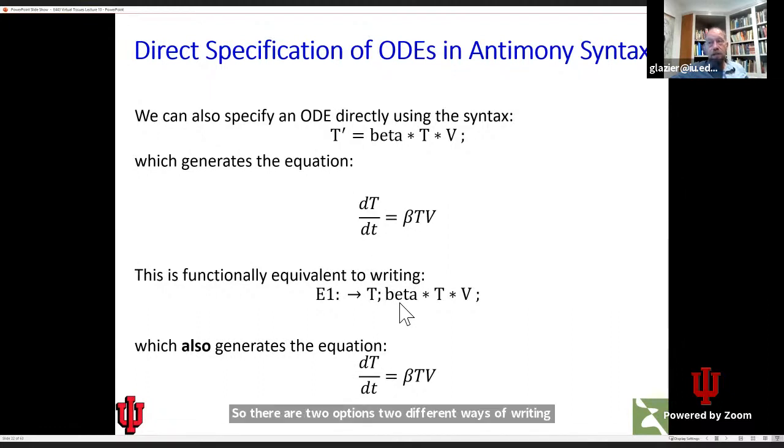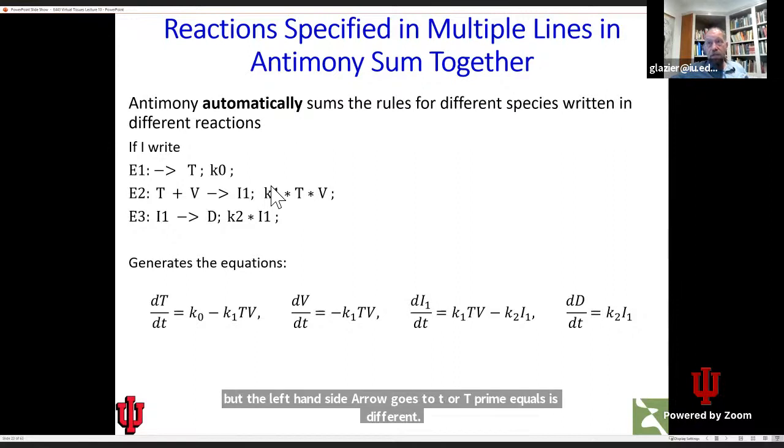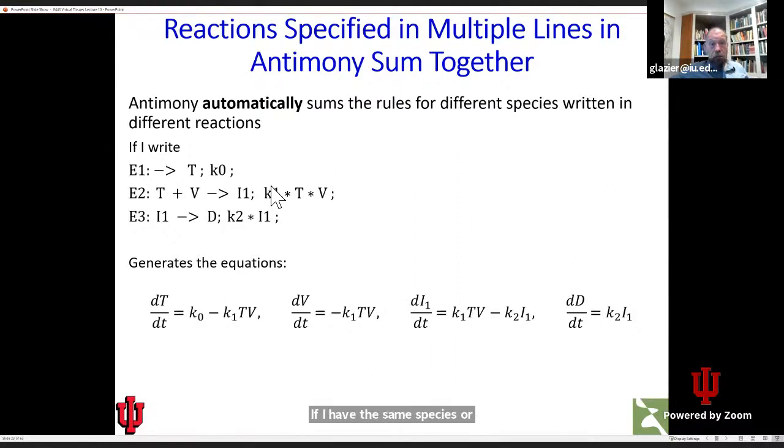Notice that the rate, beta times T times V, looks the same, but the left-hand side, arrow goes to T or T prime equals, is different. If I have the same species or variable in multiple reactions, Antimony will automatically sum everything up. So if I have nothing goes to T and T plus V goes to I1, then my T equation will be, I'm creating T at a rate K0, I'm destroying T at a rate K1 times T times V. So they'll both show up together.